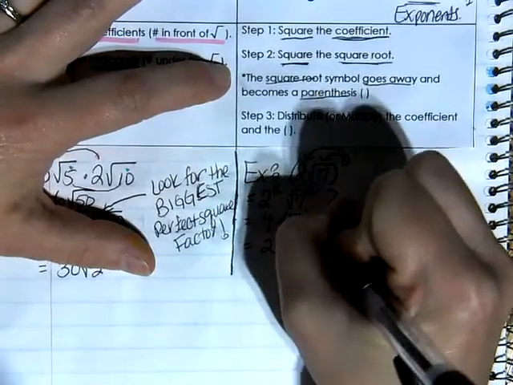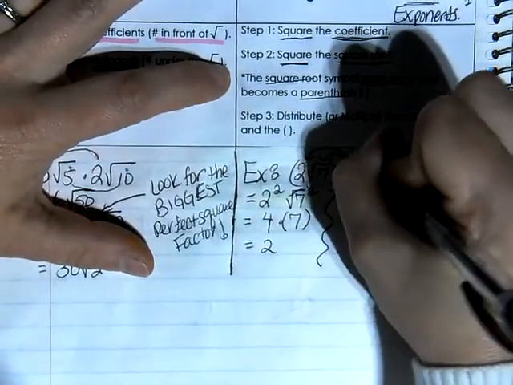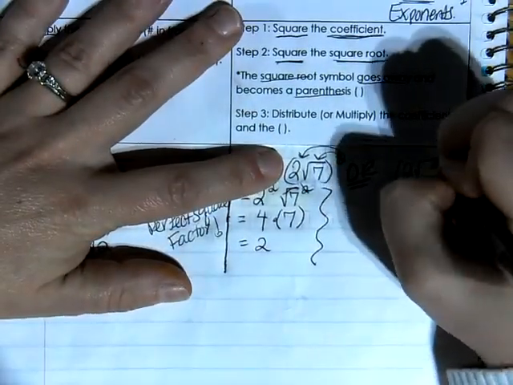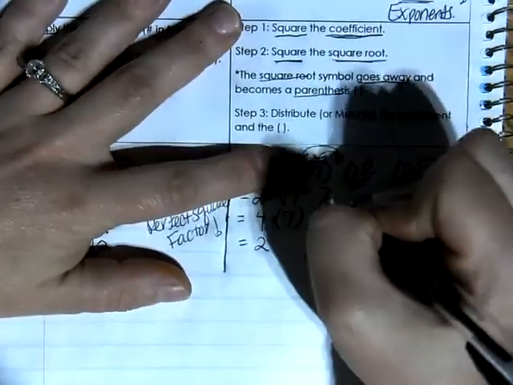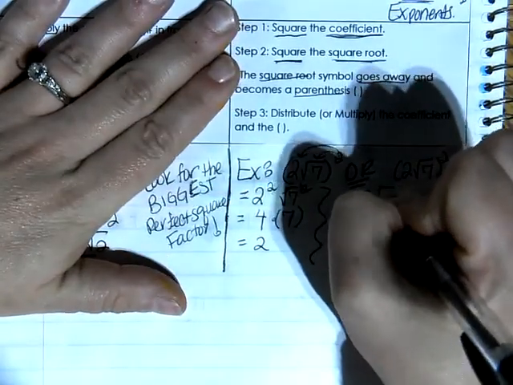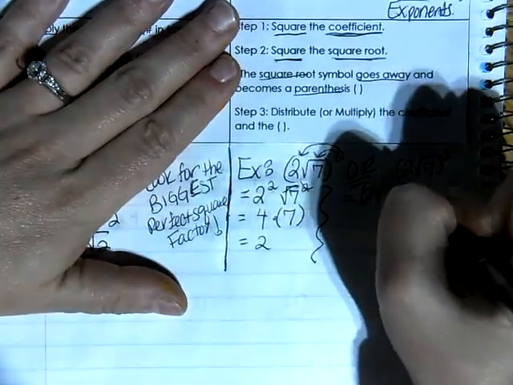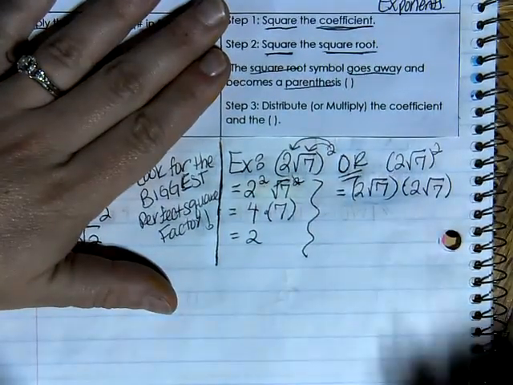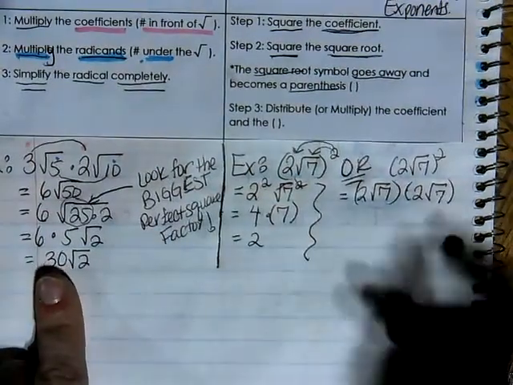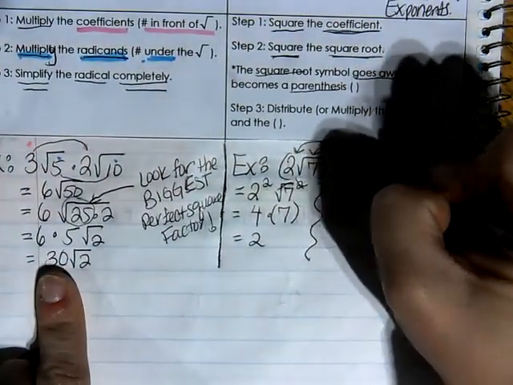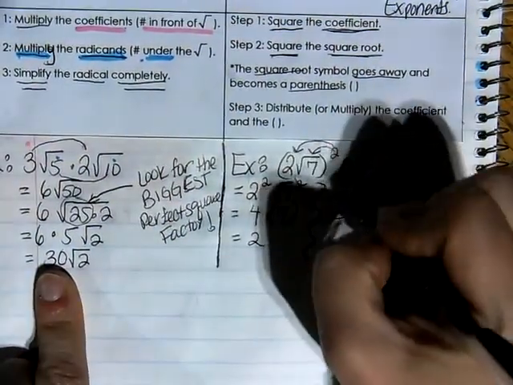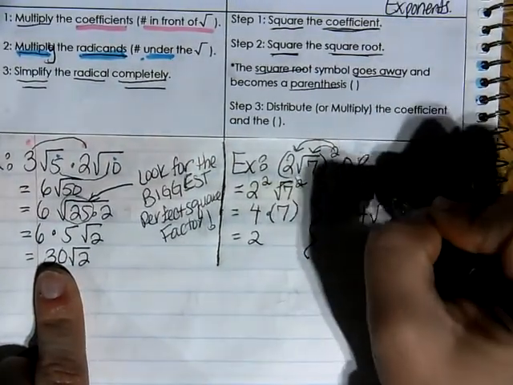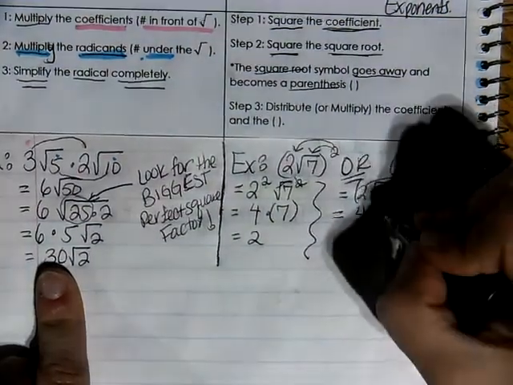That's one way you could view this problem. Another way that you can view this problem is you can say that 2 times the square root of 7, squared, means 2 times the square root of 7 times itself twice. So you would multiply, just like over here, your coefficients. So that would be 2 times 2, which is 4. And you would multiply your radicands to make this the square root of 7 times 7, which is 49.